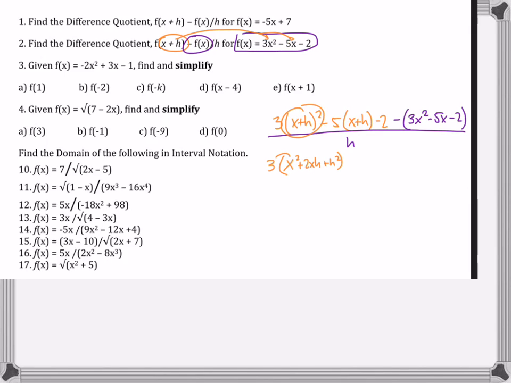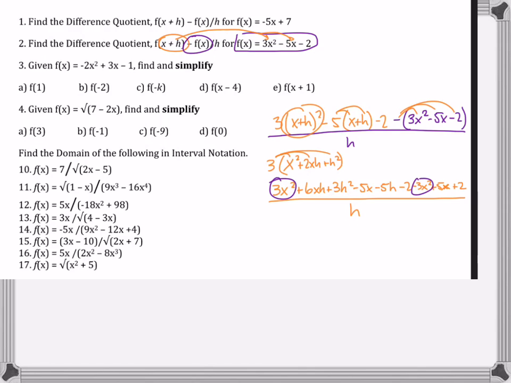Then immediately distribute the 3, just to make things simpler for myself. So 3x squared plus 6xh plus 3h squared. Then distribute the negative 5, which makes negative 5x minus 5h. Distribute the negative into the next piece, which is negative 3x squared plus 5x plus 2, all over h. And remember, I did difference quotient right. After I get rid of the parentheses, everything without an h should cancel out.